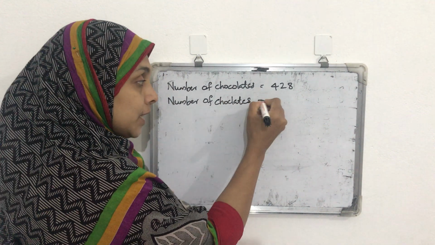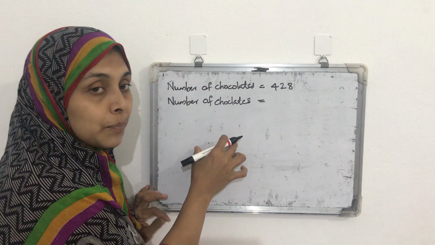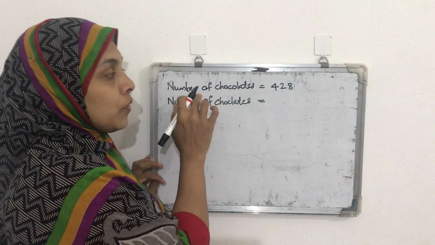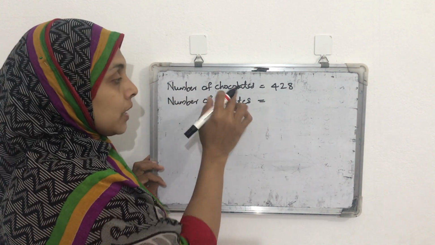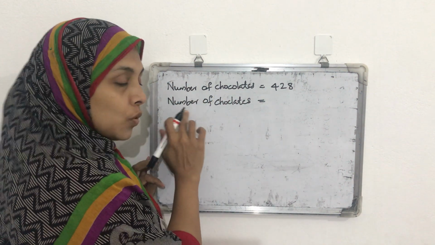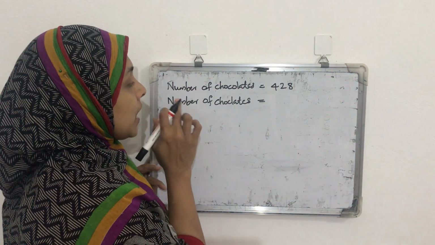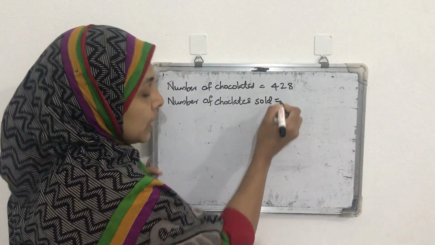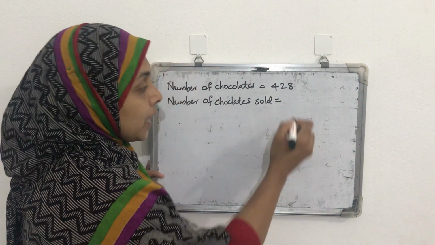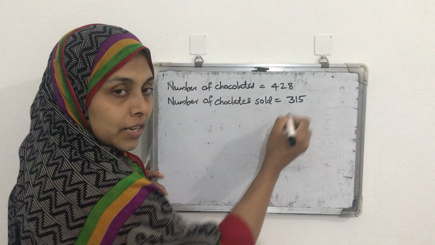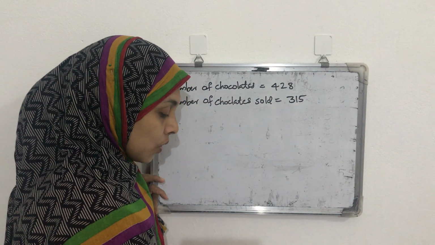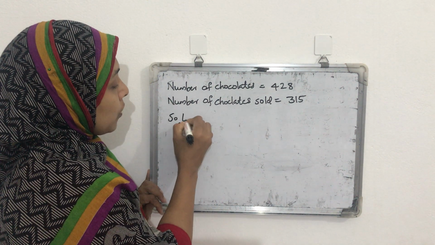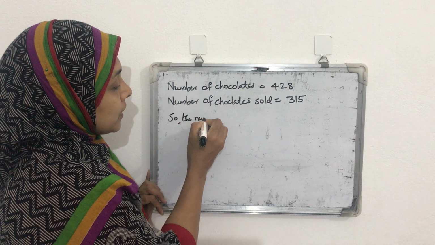From the question itself we can make the steps. Okay, read the question. Read the first statement, then from that you will get the first step to write. Then again read the next sentence, then you will get the next step from that. Number of chocolates sold. How many chocolates sold? 315 chocolates. Okay, then how many chocolates are left? That is the question.